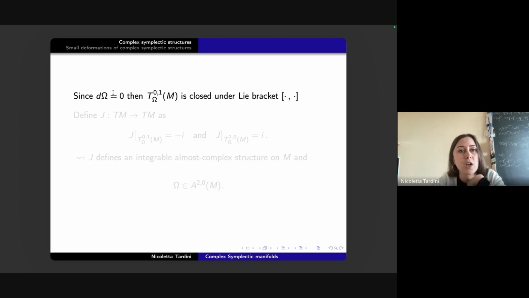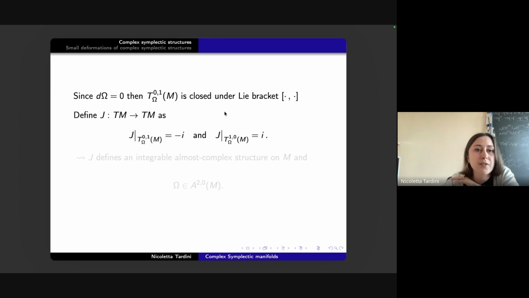I mean, it's easy to check. You just take the formula for the differential d acting on a 2-form, and then use that to show that T01 is closed under Lie bracket. So now essentially we have defined a complex structure, because you define J as minus i on 0,1 vectors and i on 1,0 vectors. And this almost complex structure is in fact an integrable complex structure because of this condition.